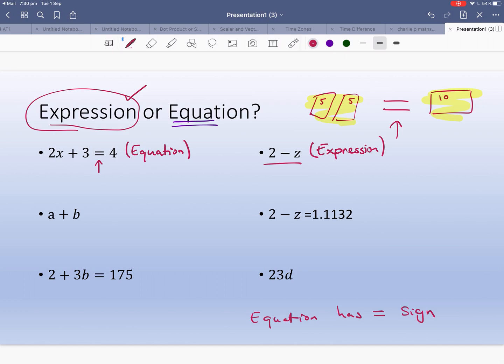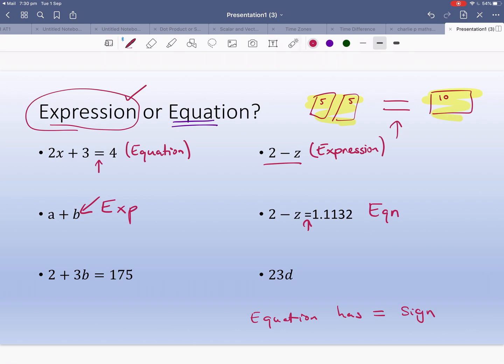All right, what's this one? Expression or equation? It's an expression. I'll put EXP. What about this one? This one looks a bit silly. It's 2 minus Z, but it's got an equal sign, so it must be an equation. So I'm going to put equation for that.